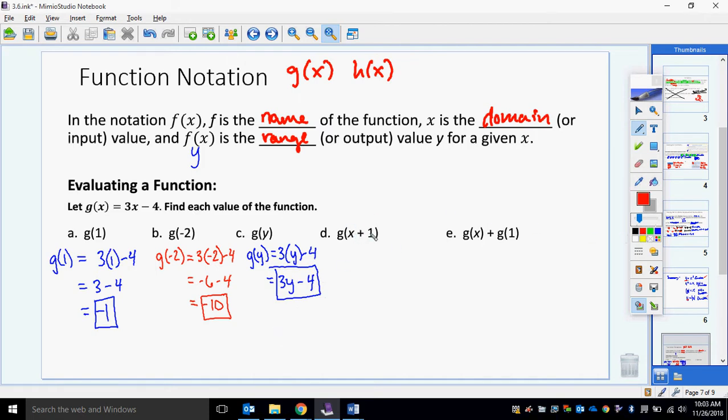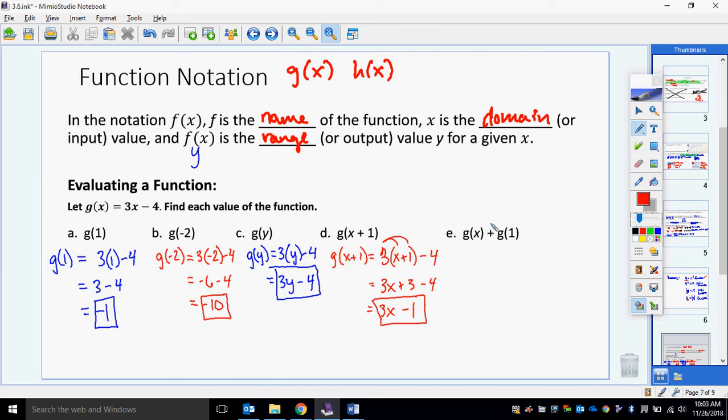Same thing here, except now it's a quantity. I'm not just plugging in x, I'm not just plugging in 1. I'm plugging in x plus 1 in for x's spot there. So it says 3 times x. Well, I'm putting x plus 1 in its place, and then I'm simplifying. So how do I get rid of these parentheses? Well, I'm going to distribute. So 3 times x is 3x. 3 times 1 is 3. And then drop down your minus 4. I can simplify. These are like terms. So a positive 3 and a negative 4 make negative 1. So 3x minus 1 is as far as I can go.